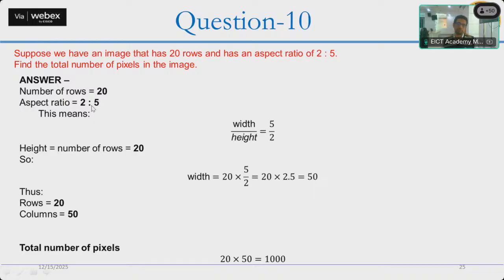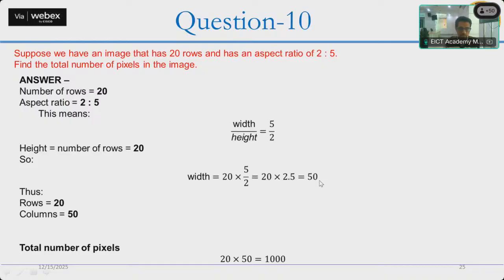If the aspect ratio is given, you can easily calculate the width. You calculate the width from width upon height. See the first row, then second row, third row, fourth row. So these number of rows basically decide the height, right? But the important thing you notice here is that units are given, and the width is 20 divided by 2, it is 50 units.